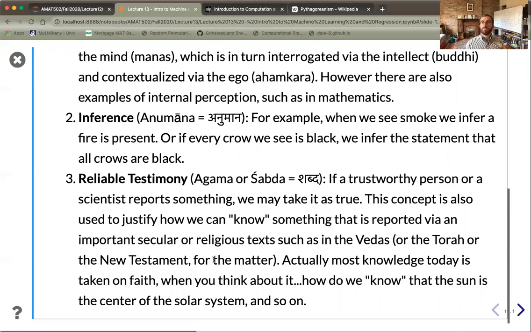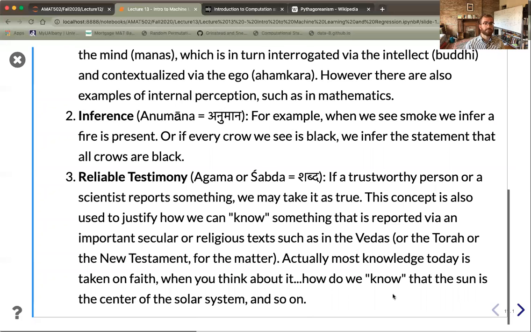And I think this is probably a really important one to consider, because actually most knowledge today, if you think about it, is taken on faith. And it's not just blind faith, but someone tells you something and you take it to be true based on the reliability of the person telling it to you. So think about how we know that the sun is the center of the solar system. Have you ever gotten on a spaceship and checked for yourself? Probably not. So this is an example of something that we accept based on reliable testimony.